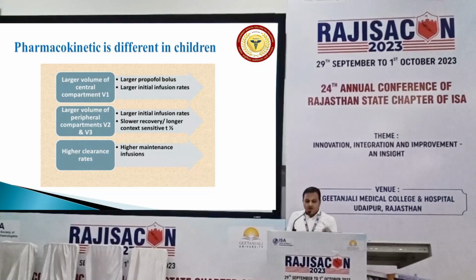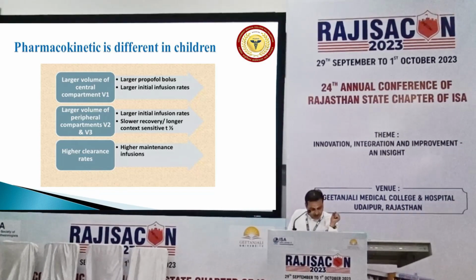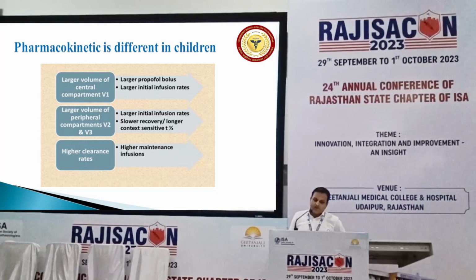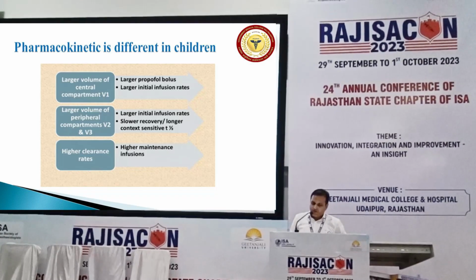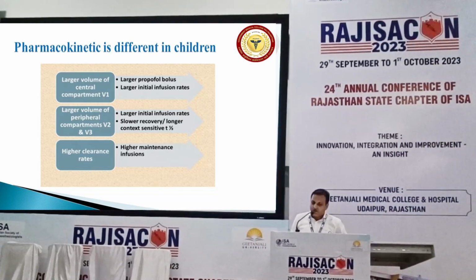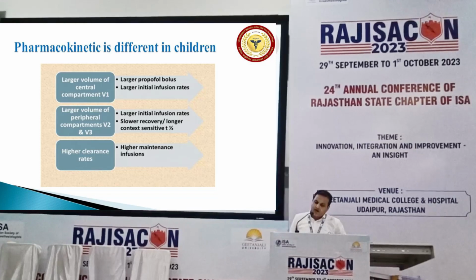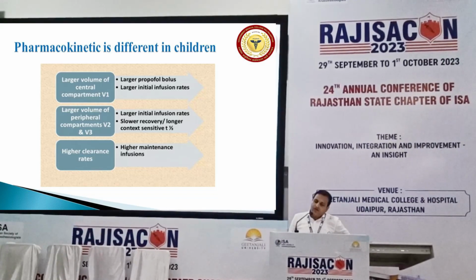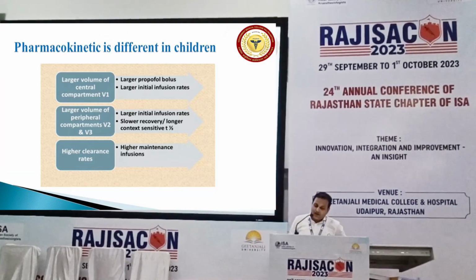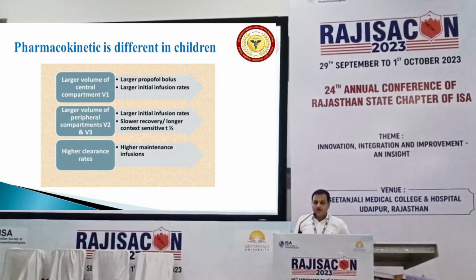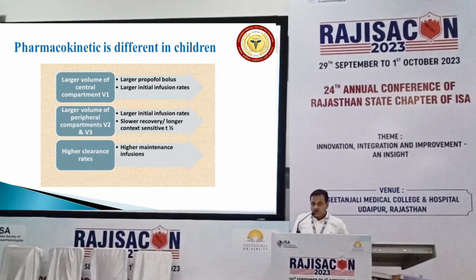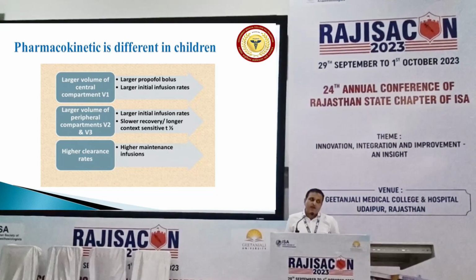Pharmacokinetic differences in children and adults are: children have larger volume of the central compartment, so they require larger propofol bolus and larger initial infusion rate. They require 25% higher infusion dose, and the bolus dose is 50% higher than the adult.